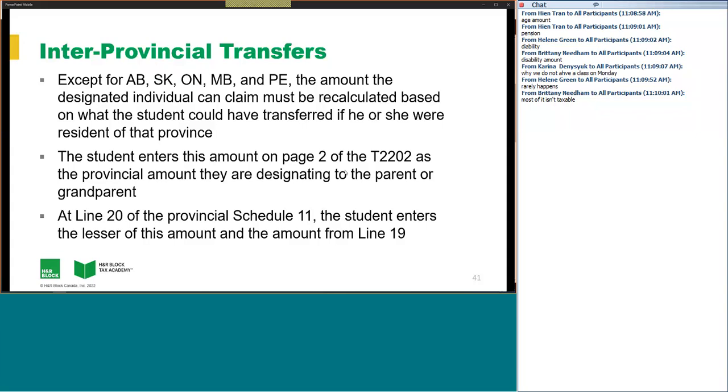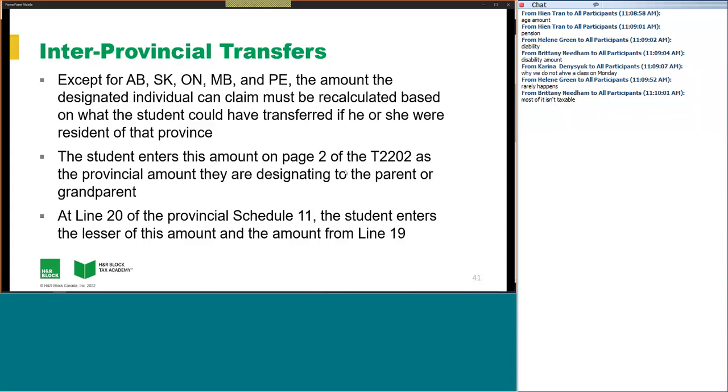Okay, so the federal is the federal. You can always transfer federal credits. The provincial one, you're going to do a provincial Schedule 11 for the student where they are for their tax return. Then you're going to do a Schedule 11, assuming that they had the same income, but they were living in the province we're transferring it to. You're going to pick that number, and that's what they're going to be allowed to transfer.